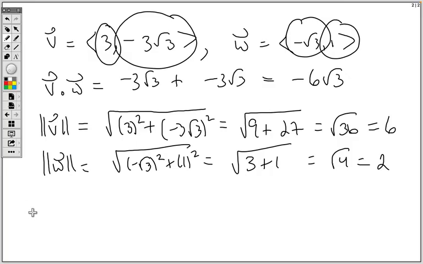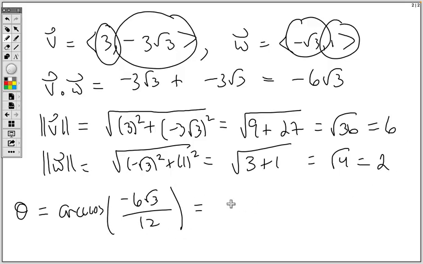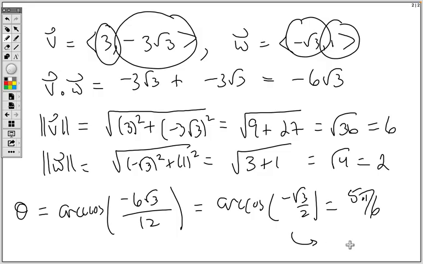And so the angle between the vectors, theta, is the arc cosine of v dot w, negative 6 square root of 3, over magnitude of v times magnitude of w, which is 12. So this is the arc cosine of negative root 3 over 2, and that's one of our common angles. The negative means we're in quadrant 2. The reference angle would be pi over 6, so this would give us 5 pi over 6, or if we're working in degrees, that would be 150 degrees.